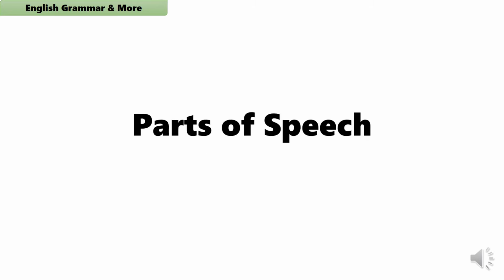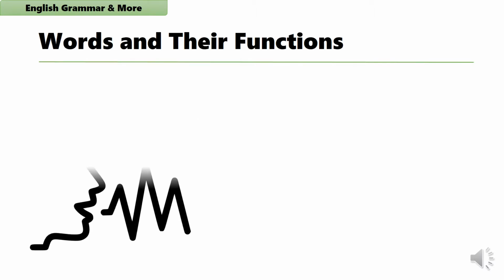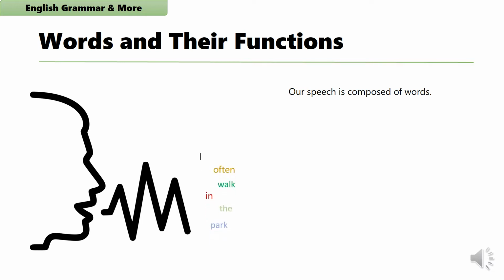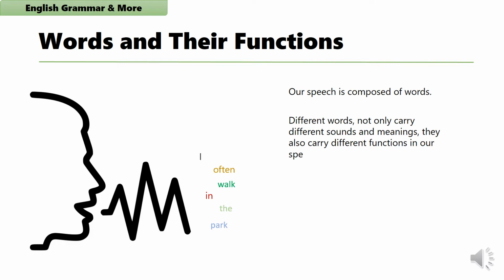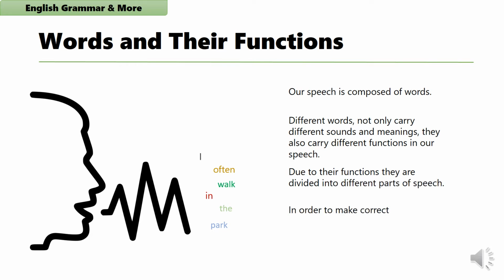In this video, I will briefly talk about parts of speech in English. Our speech is composed of words. And different words not only carry different sounds and meanings, but they also carry different functions in a language. Due to their functions, they are divided into different parts of speech. In order to make correct sentences, it is necessary for us to know their correct functions in the language.